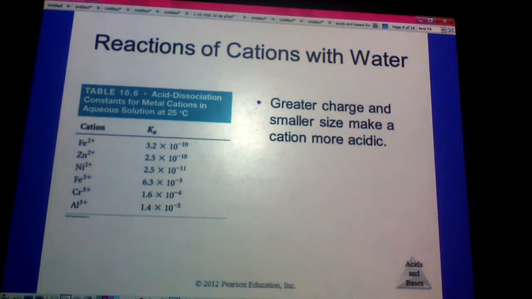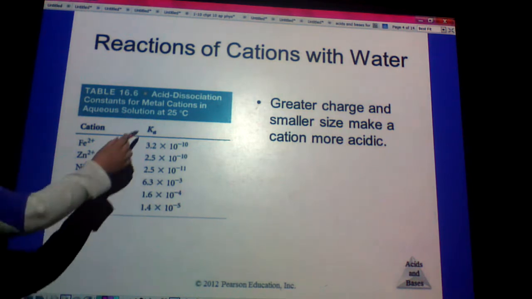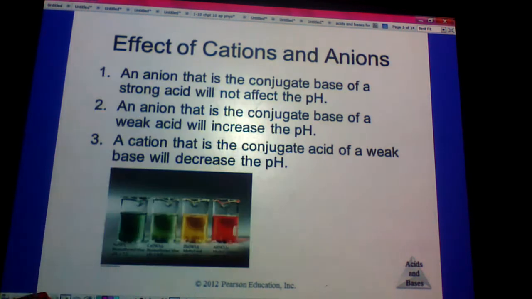Okay, so also with cations, we already said that the greater the charge and the smaller the size, the more acidic the cation acts. So the pH of the solution would be more acidic. So we've already said that, and I can see that here with Ka values. So let's just talk about some rules when we're thinking about effective cations and anions.